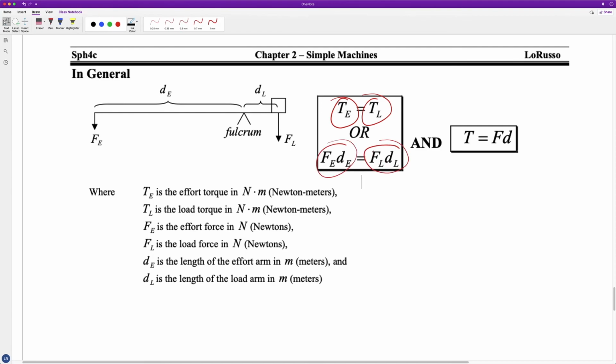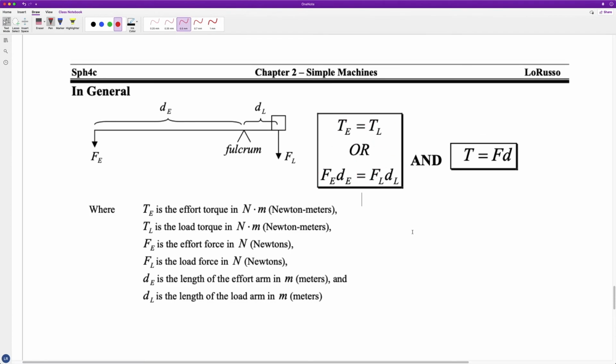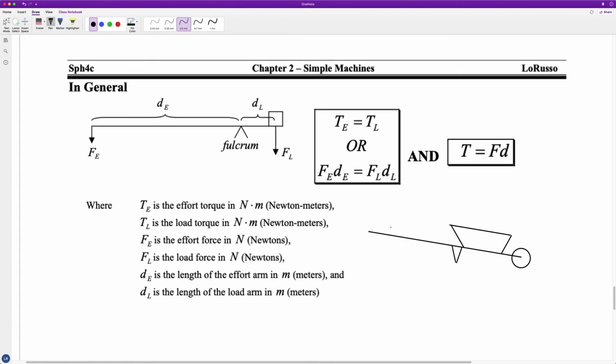Then you can solve any question involving levers and see how much distance you have to move or how much effort you have to make. So let's do an example. Let's do our wheelbarrow type. I'm going to draw a really simplified version of a wheelbarrow. Here's my super simple version. This is our load, and right there is where our load force is focused.